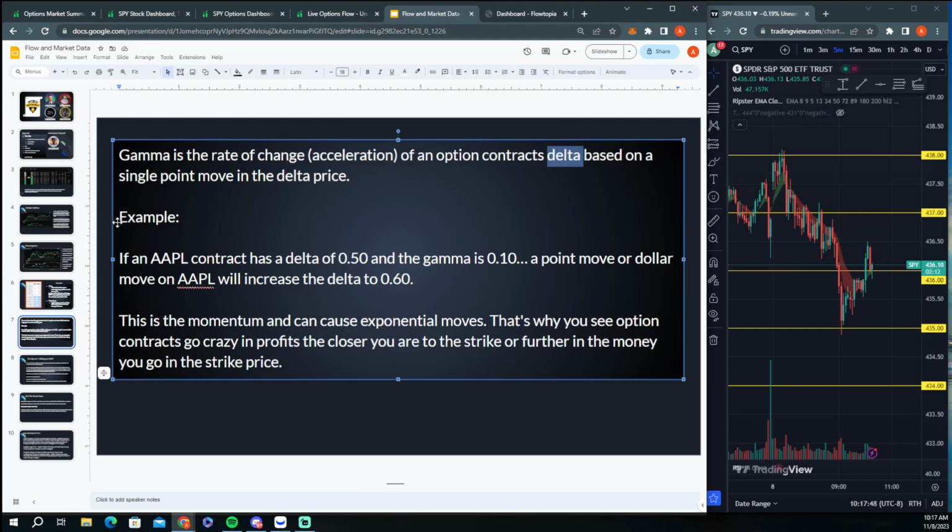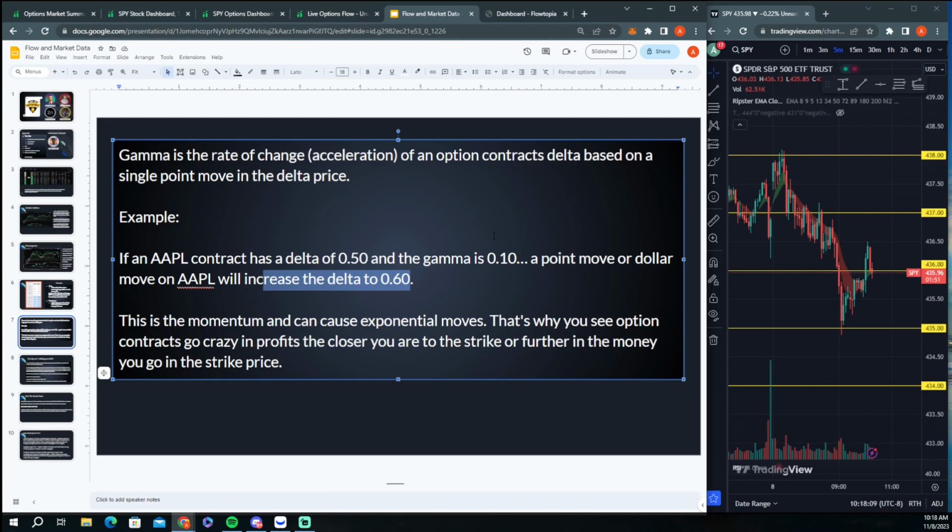So the example I give here is if an Apple contract has a delta of 0.50 and the gamma is 0.10, a $0.10 move on Apple will increase the delta to 0.60. So does that make sense? So say Apple is at $100.